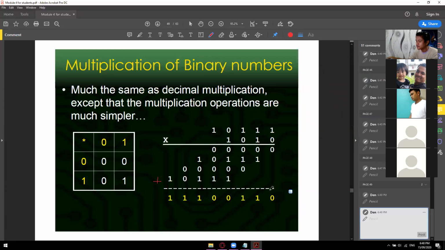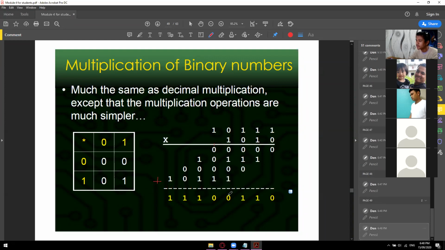Okay, so 0, 1, 1, and then this 1, 2, 1 is 10. So carry 1, bring down 0. And then 2, 1 again, carry 1, bring down 0. 3, 1. So, carry 1, bring down 1. And then 1, and then 1. Okay? So, walang problema dito sa multiplication of binary numbers. So it's just a combination of multiplication and then addition of binary numbers.